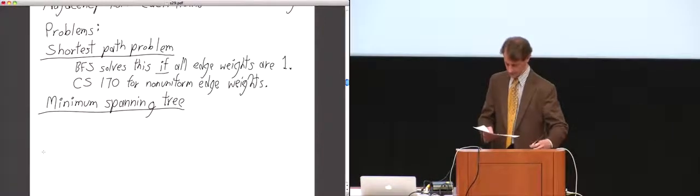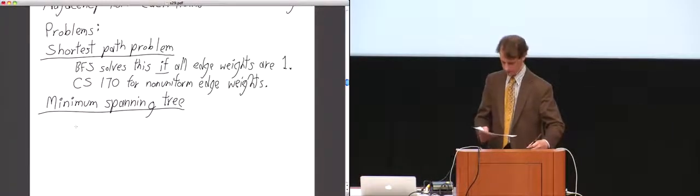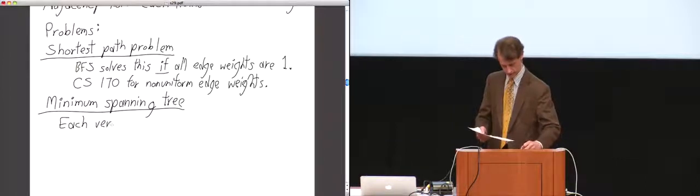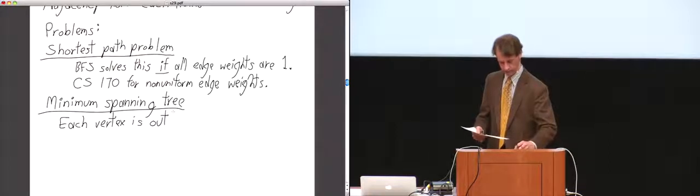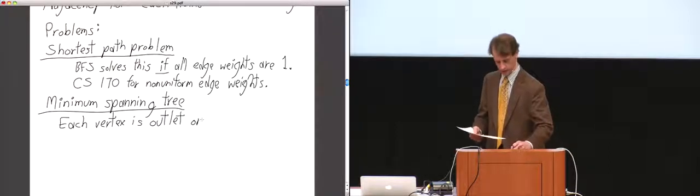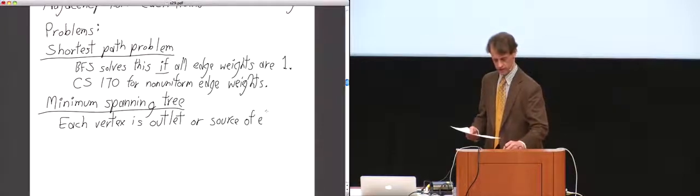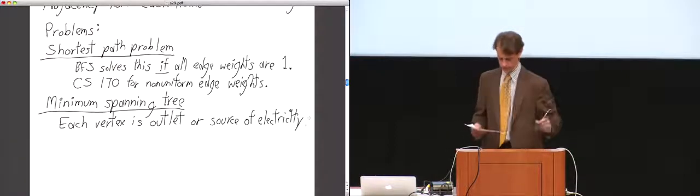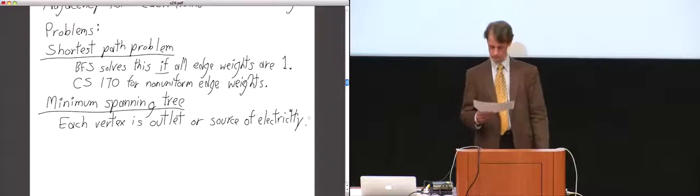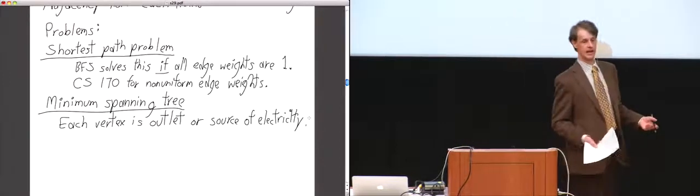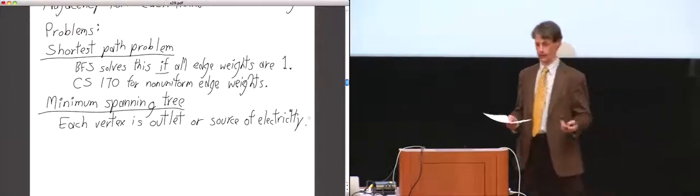So we have a graph in which each vertex is either an outlet, there's a bunch of those, or the source of electricity. Usually there's just one of those, but there might be more than one. Every outlet needs to be connected to the source, but not necessarily directly.